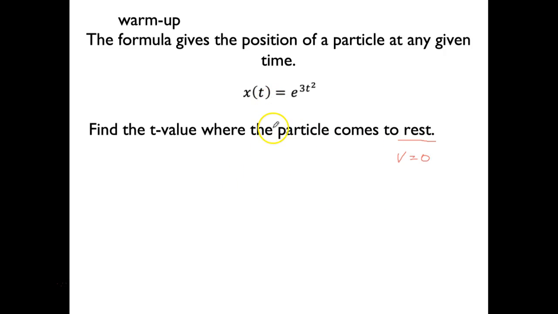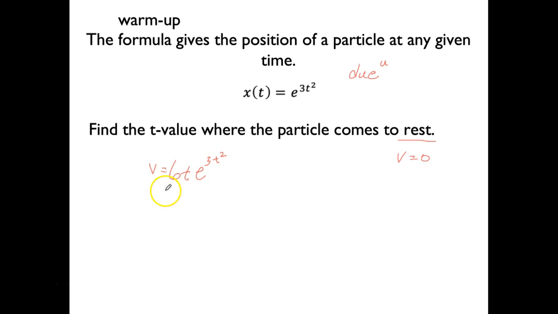Well, I don't have a formula for velocity here. I have a formula for position. So let's take the derivative of position, and that'll give us a formula for velocity. So velocity is going to be equal to, remember how to take the derivative of this. Du e to the u. It's the derivative of the exponent, which would be 6t, and then e to the u we'll leave the same, 3t squared. That's my formula for velocity.